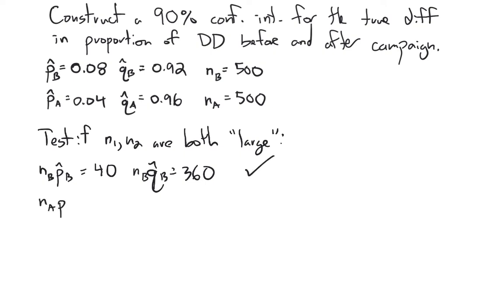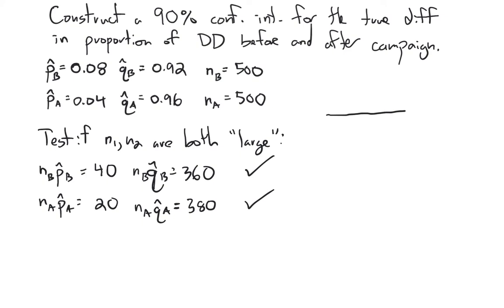N after times P hat after. And you can check 500 times 0.04 is 20. That's getting a bit close, but for the purposes of this class, that's good enough. So we're still happy we can use the normal distribution to approximate the sampling distribution of differences. And the number after times the probability of failure after. Remember, we're talking of success in this case as being a drunk driver. So it must be 380 that did not drive drunk. All four numbers are bigger than 15, so we're good to go.